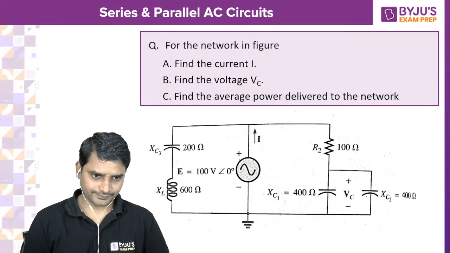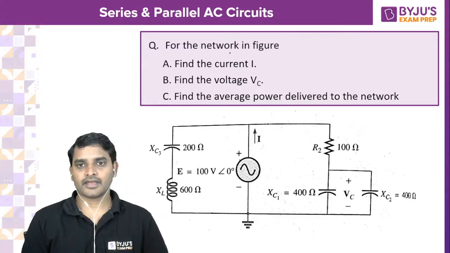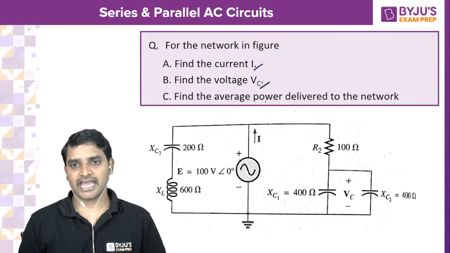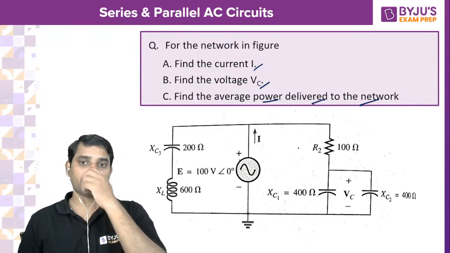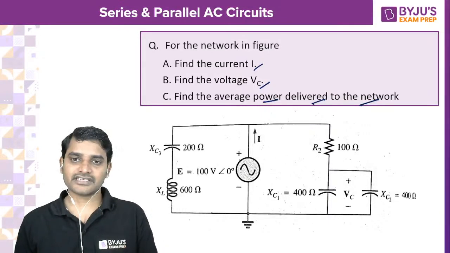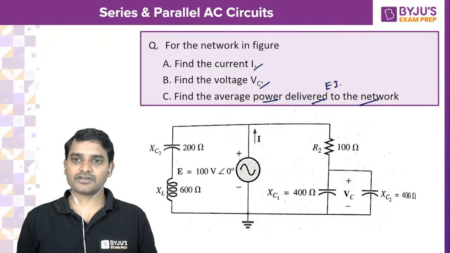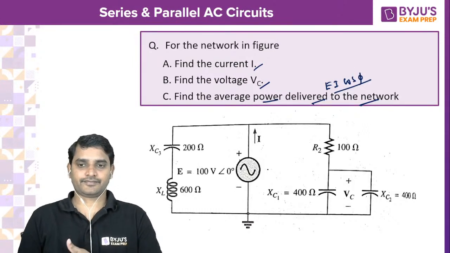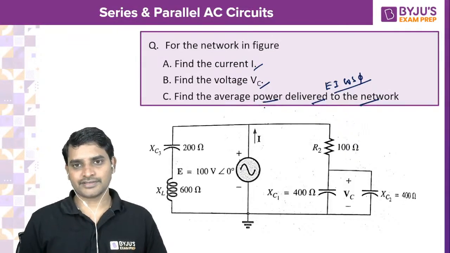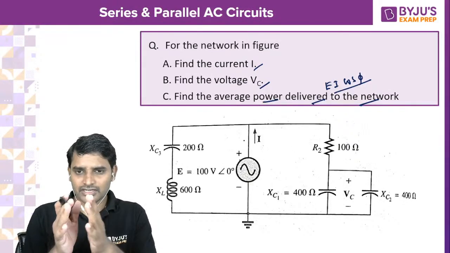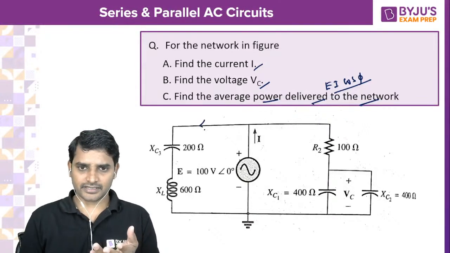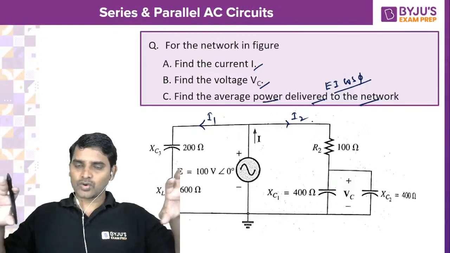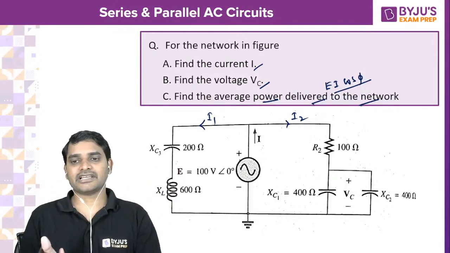Look into this one. For the network in the figure, find the current I, find the voltage VC, and find the average power delivered to the network. Average power delivered to the network is nothing but E into I into cos phi. How do you do this one? Current I: you can take the phasor sum of currents, or otherwise calculate total impedance, voltage divided by total impedance, that is also fine.